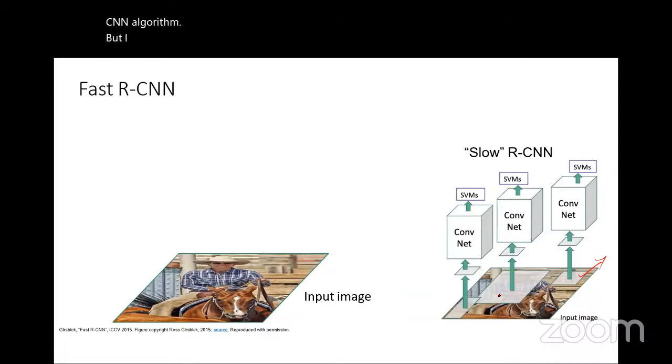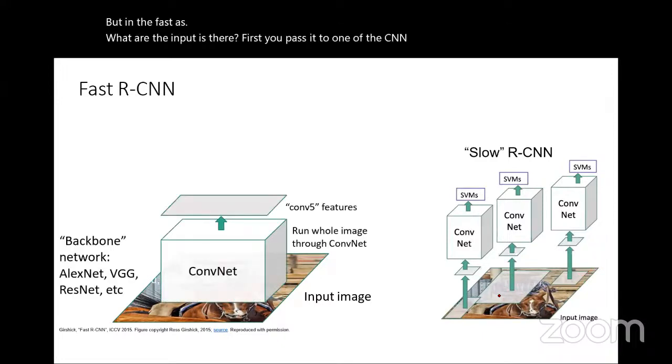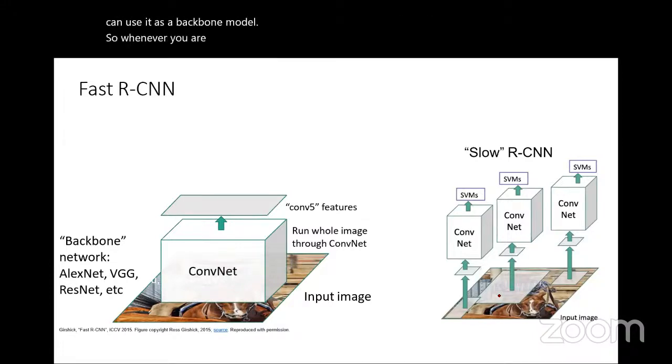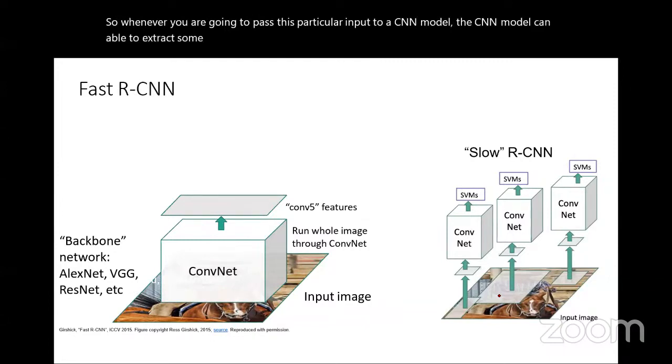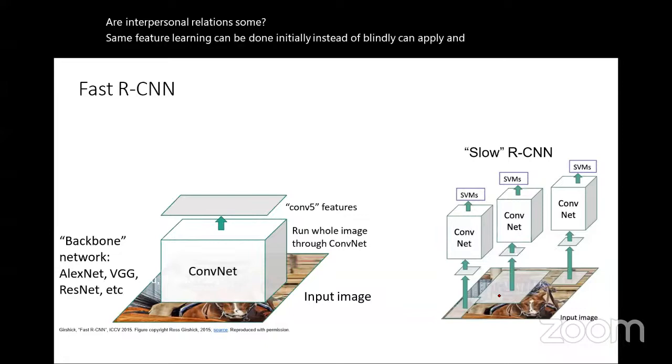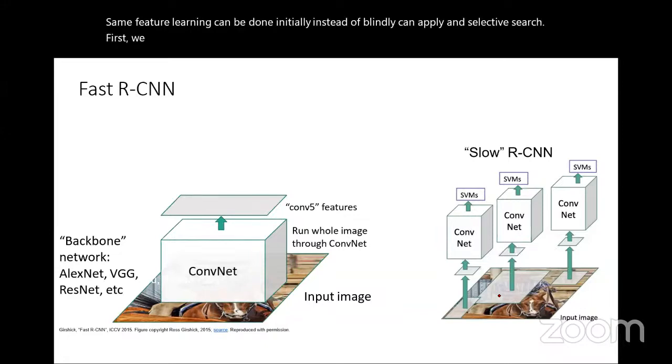But in Fast RCNN, what is the input? First, you pass it to one of the CNN architectures, some portion of it. We can use it as a backbone model. Whenever you pass this input to a CNN model, it can extract some meaningful information or inter-pixel relations. Some feature learning can be done initially. Instead of blindly applying selective search, first we can use some popular algorithm as a pre-trained model, or for transfer learning, that could be used as a backbone model.